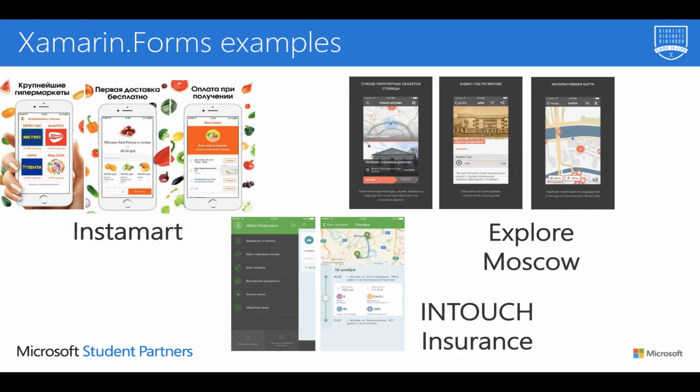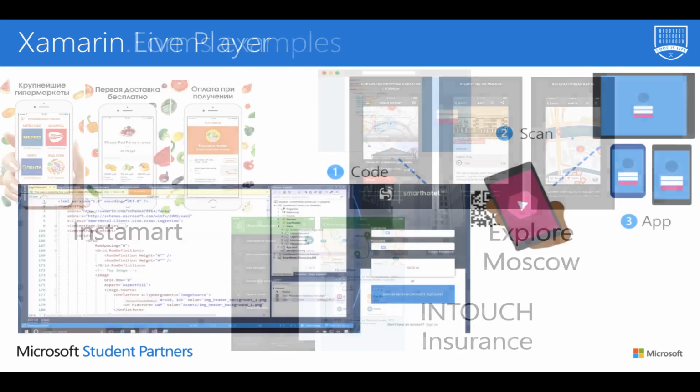And if we talk about the examples, especially in Russia, the Xamarin Forms applications are the Instamart Online Shop, Explore Moscow app. This is the app for tourists. Actually, I really like everyone to visit Moscow. It's really one of the most beautiful cities I've ever been in. And the InTouch Insurance. Actually, I won't miss a chance to advertise the Moscow city. It's a really nice city. There's lots of tourist stuff over there.